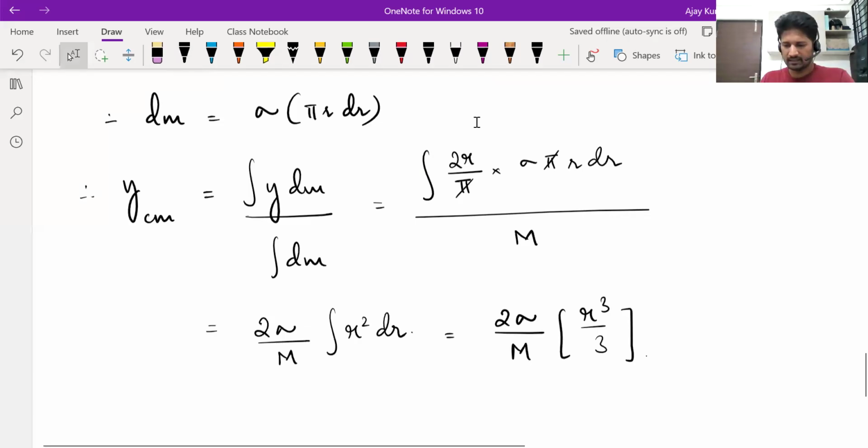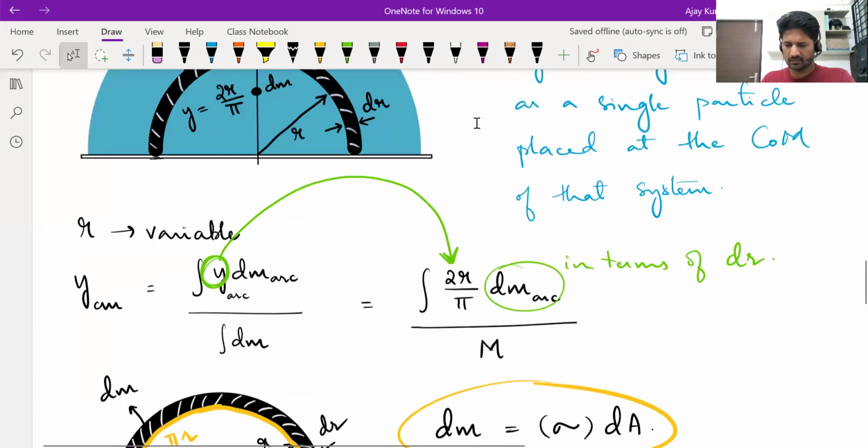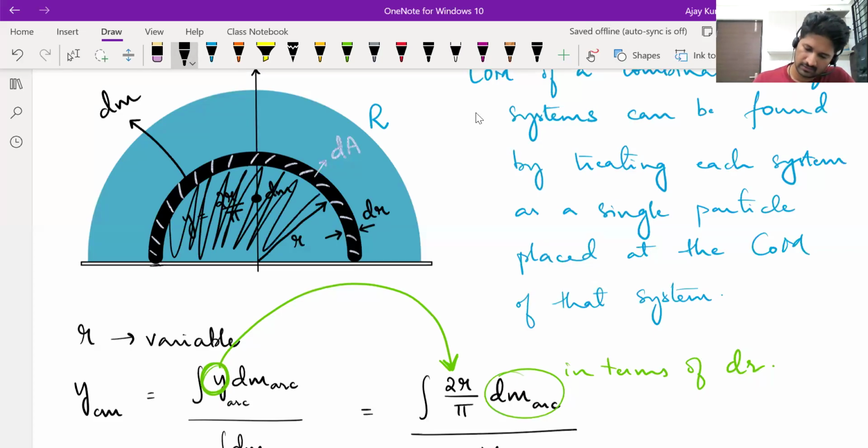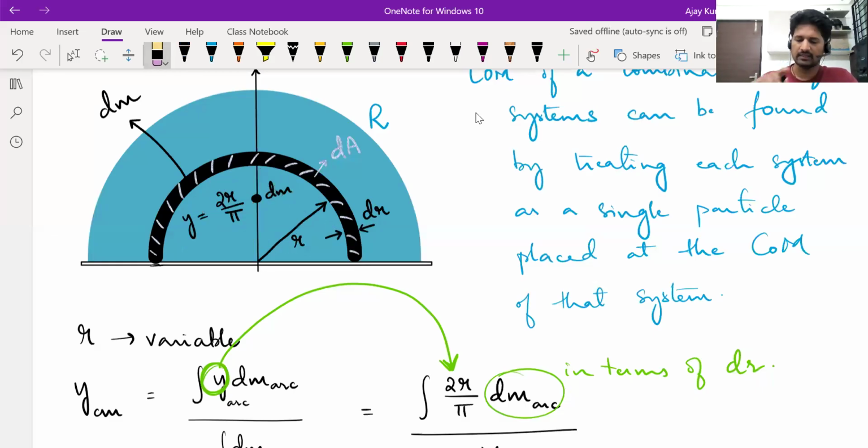In this entire integral, what was small r? Look at the diagram and tell me, one of you, what exactly is small r? The radius of the small... Rishi, your voice got cut. Radius of the small semicircular disk. You don't call it semicircular disk. Semicircular disk will be this whole thing. It's a semicircular ring. Okay. The ring's radius is small r.